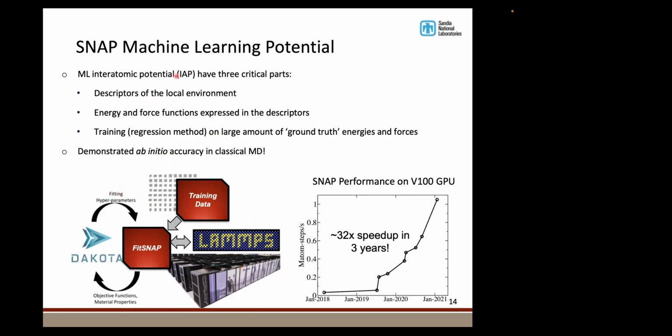And so for the SNAP machine learning potential in LAMMPS, we've done a lot of work over the past few years to improve performance on the GPU. You can see that there's been over 30x speed up on an NVIDIA V100 GPU. And so this model is extremely optimized for NVIDIA GPUs.